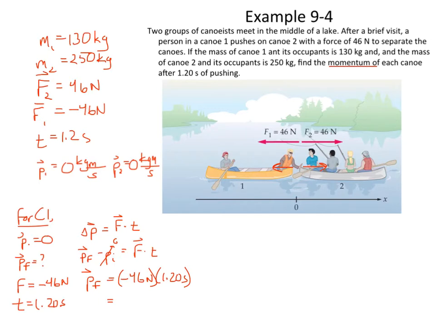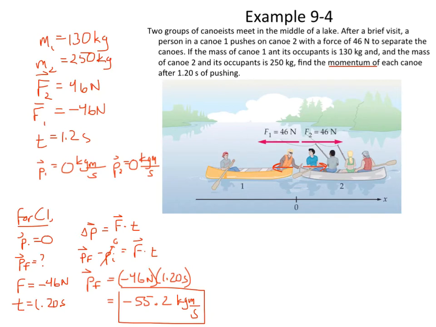is going to be 46 times 1.2. Negative 55.2. What are the units? Well, it's not going to be meters. It's going to be our units of momentum, right? It's mass times velocity, kilogram meters per second. Kilogram meters per second. That is our momentum.